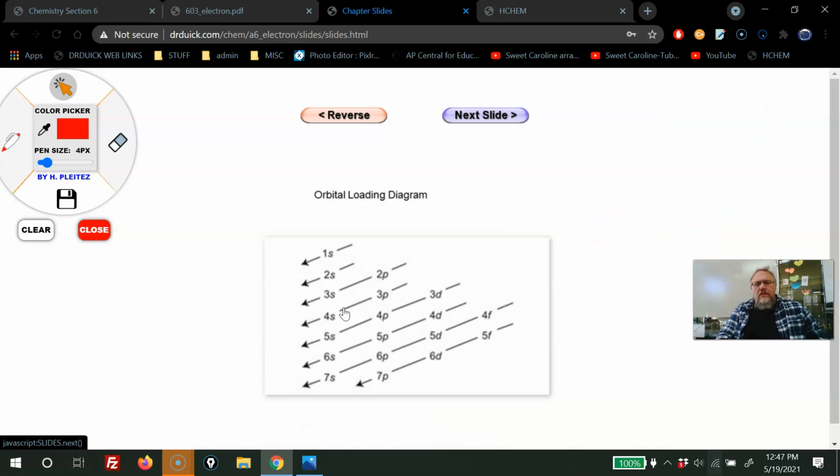And so this is the way it loads. This may be confusing for people to look at. The easiest way is just to read across the periodic table, and it makes it a little easier. There's a couple catches, right? So it's going to load 1s, 2s, 3s, right? But look at this. It's going to load 2p before 3s. Then it's going to load 3p, 4s, 3d.